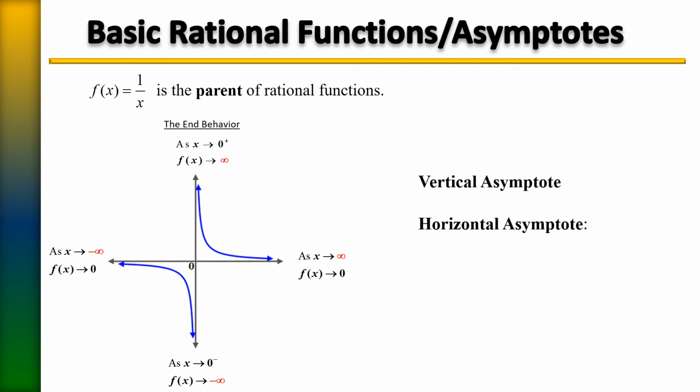What about the vertical asymptote? Do you see vertically a boundary line, a point where the graph does not touch but gets really close to?